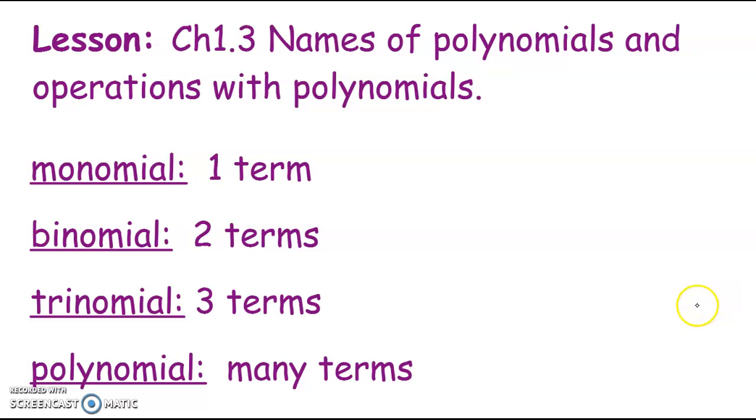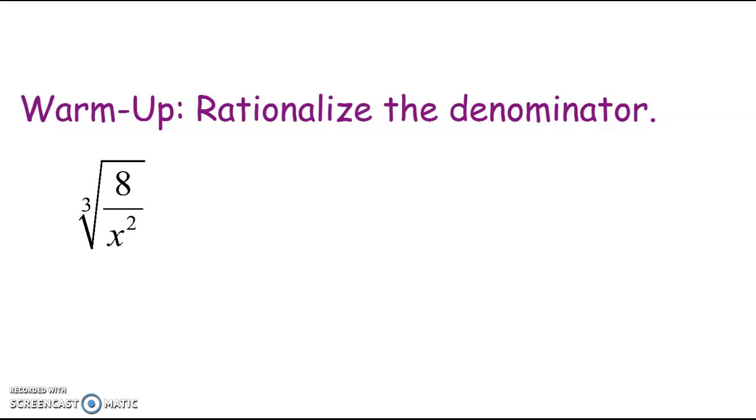Lesson 1.3, Part 1, Names of Polynomials and Operations with Polynomials. So first we're going to do a warm-up just like we were working on from yesterday. Rationalize the denominator. Remember that you can't have fraction exponents or radicals in the denominator. Go ahead and pause the video and then you can unpause it to see if you got it right.